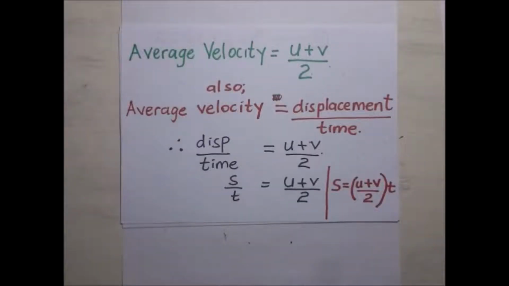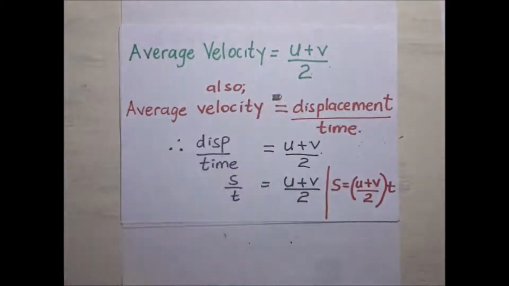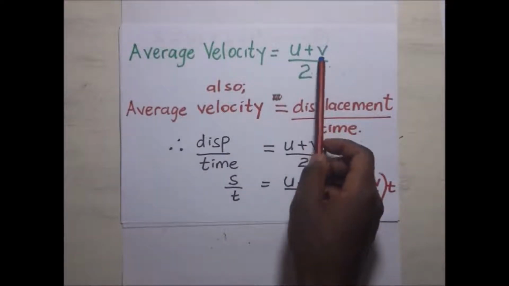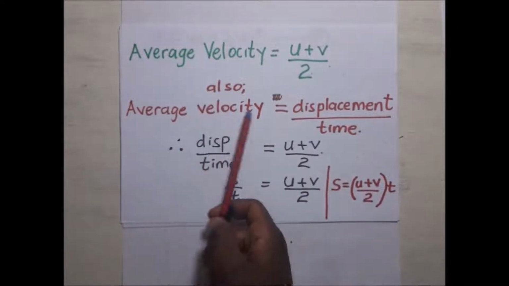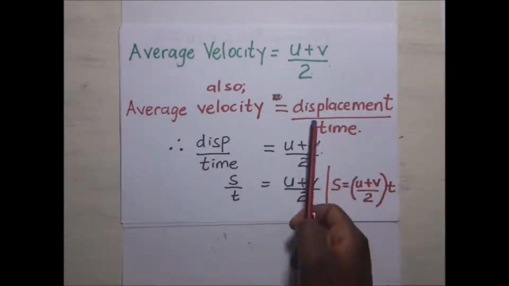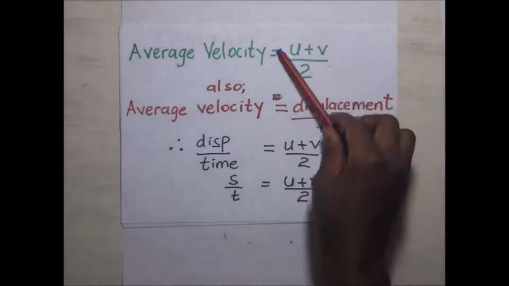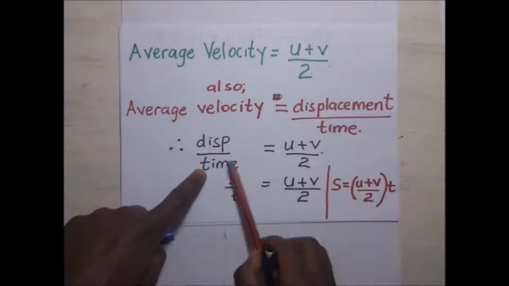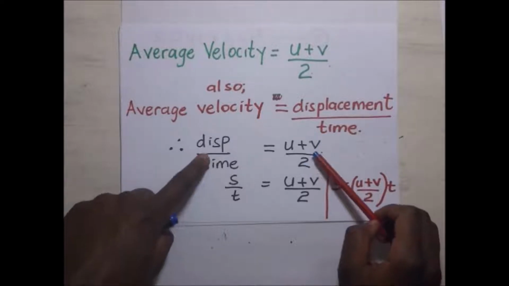If we are not to use the graph to find the second equation of motion, we can relate it this way. We know that average velocity is the initial velocity plus the final velocity, divided by 2. Another formula for average velocity is displacement divided by time. So we are going to equate this to that. That's how we end up with displacement over time being equal to the average velocity, which is (u plus v) over 2.